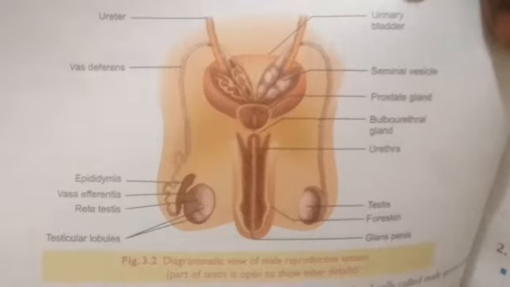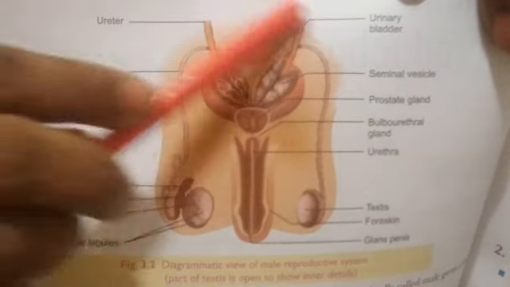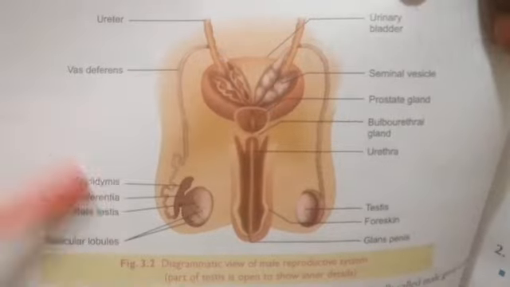Our chapter is human reproduction. We know that this is a very vital chapter for the CBSE board exam, and it is vital not only for the theory, but the diagrams are also equally important. So today we will have a study on the diagrams related to human reproduction. First of all, let us study the male reproductive system, front view.